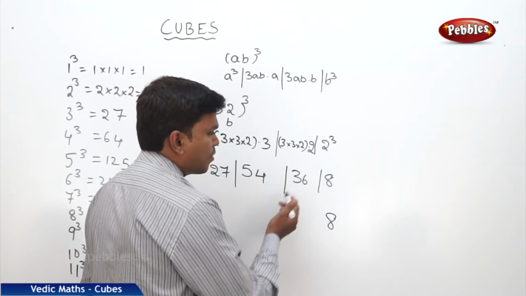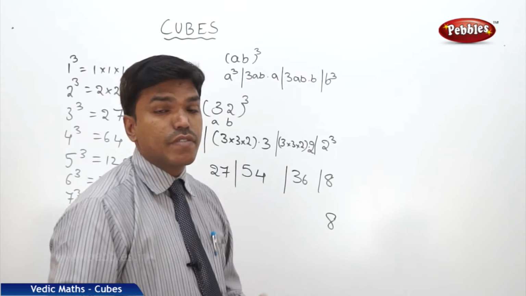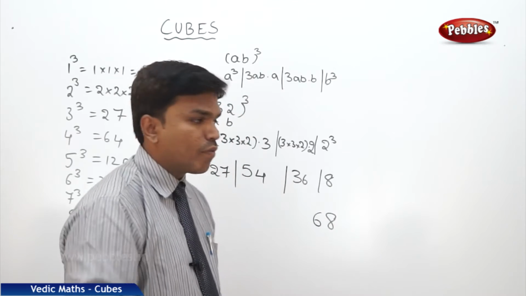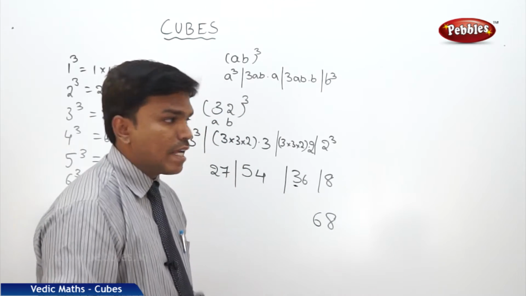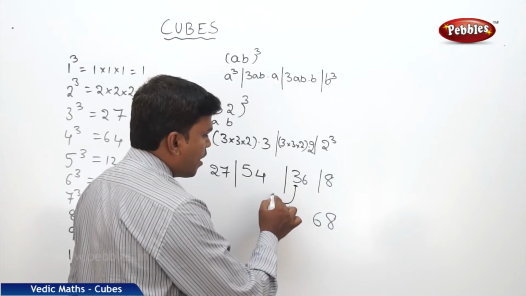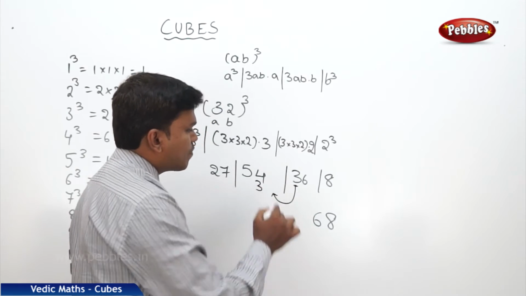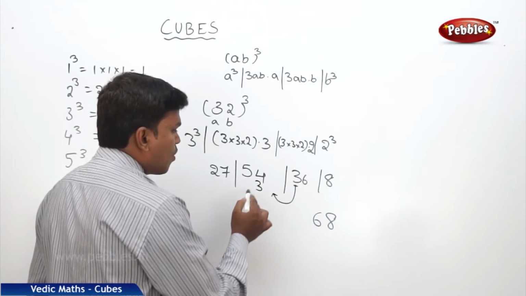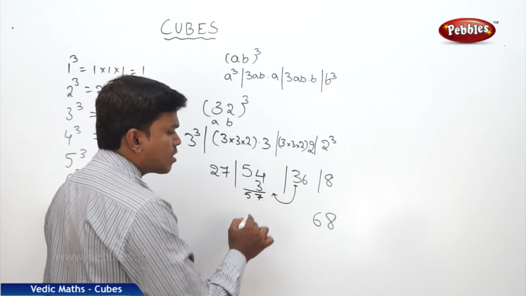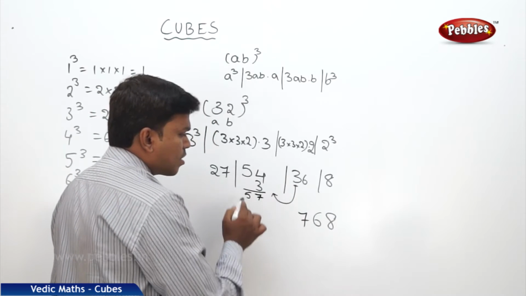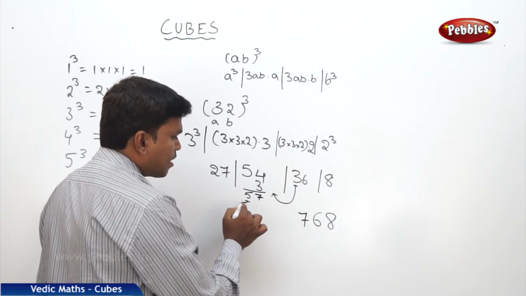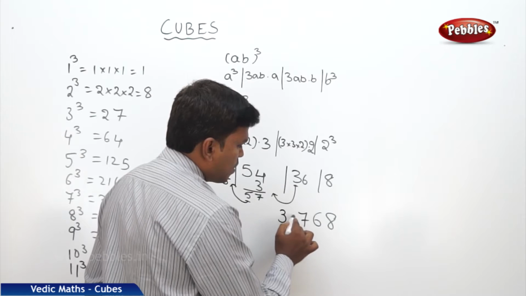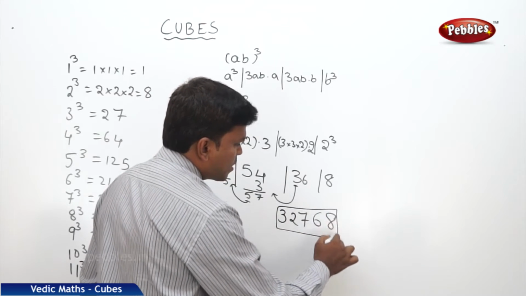Now coming to the next number, 36. In 36, what is the ones place? 6. So just drop 6 as it is. And what is the remaining number here? 3. Carry that number to the next part of the answer. So what is 54 plus 3? 57. In 57, what is the ones place digit? 7. So what is the remaining number? 5. Carry that 5 to the next number. So 27 plus 5, 32. So our answer is 32768.